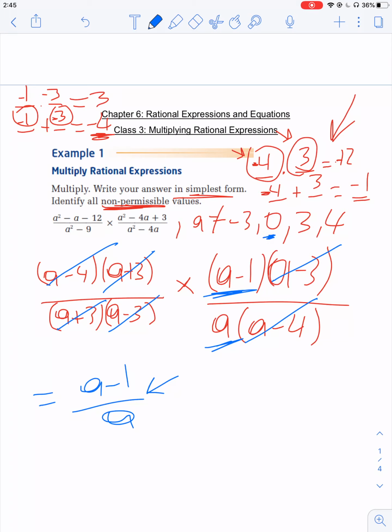So you've lost these three restrictions, okay, which will always happen when you simplify. So make sure you find the restrictions at the very beginning as soon as you factor your denominators. Otherwise, you're going to lose a lot of them, okay? So let me just make this a little cleaner, and then I'll go on to the next question.